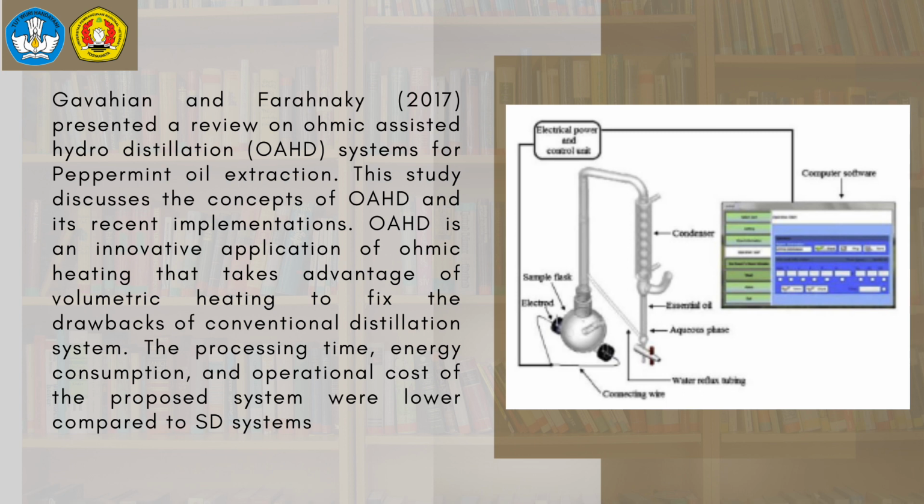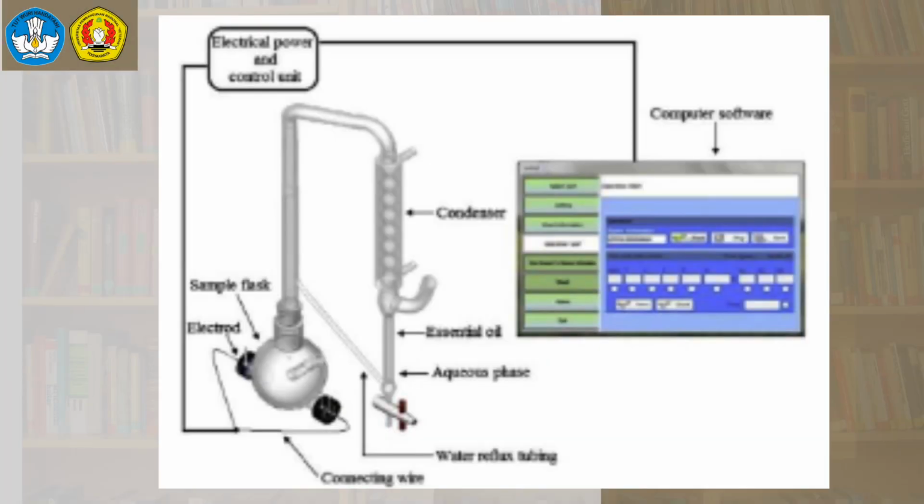Ohmic-assisted hydrodistillation is an innovative application of ohmic heating that takes advantage of volumetric heating to fix the drawbacks of the conventional distillation system. The processing time, energy consumed, and operational cost of the proposed system were lower compared to the CD system. Okay everyone, this picture is the OAHD system to extract the oil.